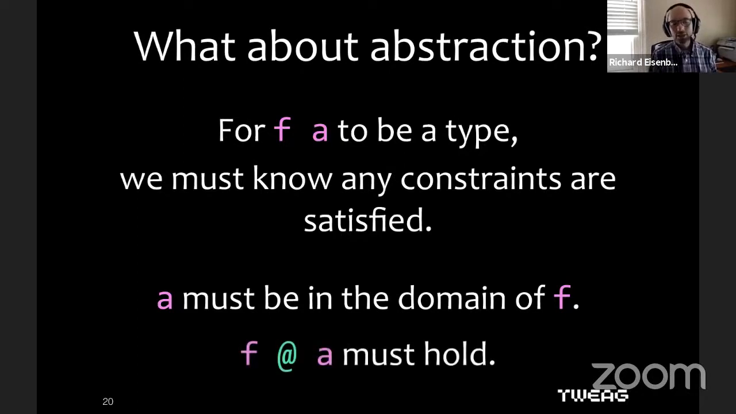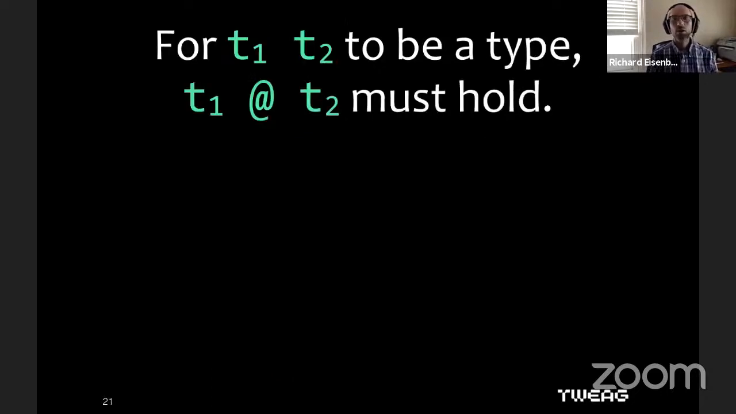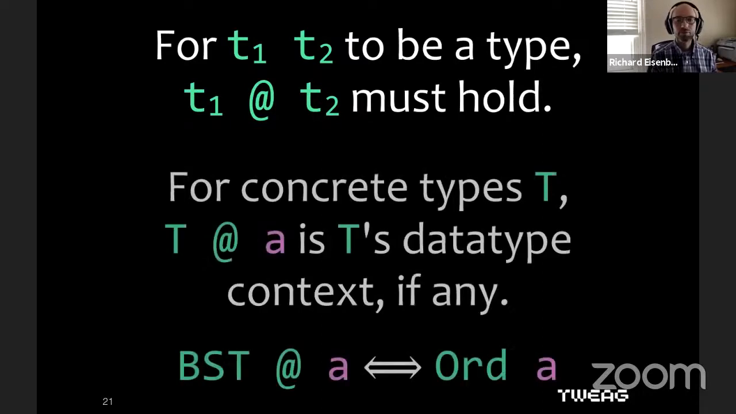So the way I'm going to write that is using this at sign and say that F at A must hold, right? So that's all that means: I'm writing out this constraint F at A as the way of encoding that A is in the domain of F. More broadly, for T1 T2 to be a type, T1 at T2 must hold. T2 must be in the domain of T1. So for a concrete type capital T, this at constraint is just a data type context. So the constraint BST at A, in other words, is A in the domain of BST? Well, that's just Ord A. So we can imagine some process where we equate these two constraints internally. And it turns out that's rather easy to specify.